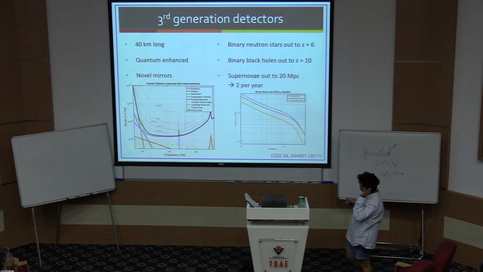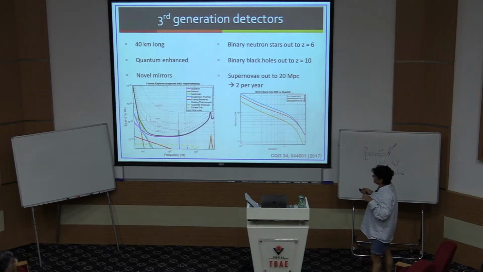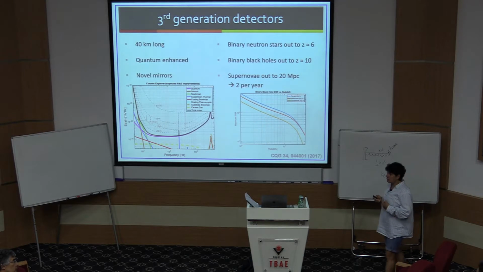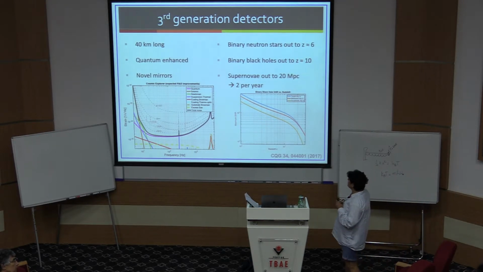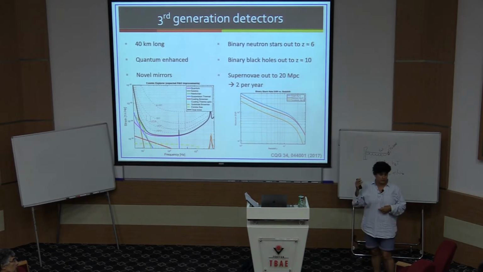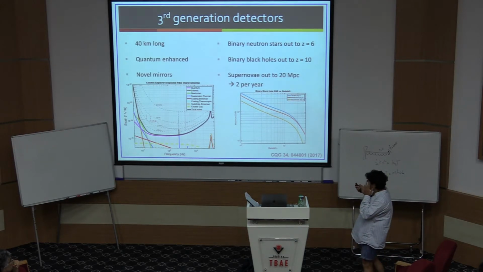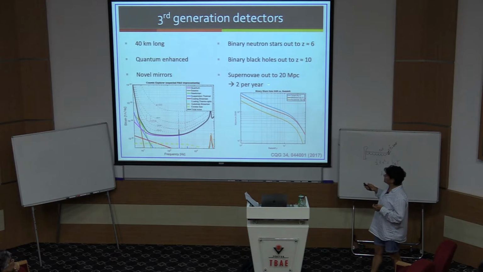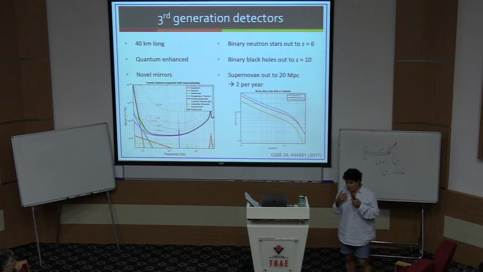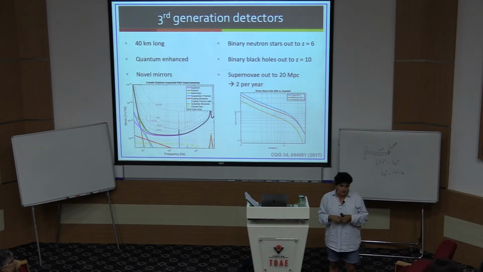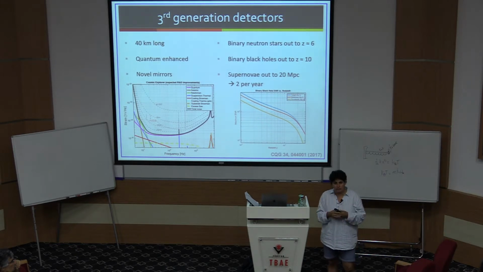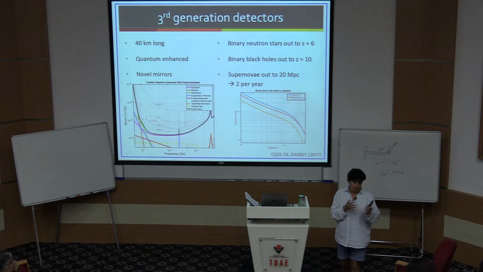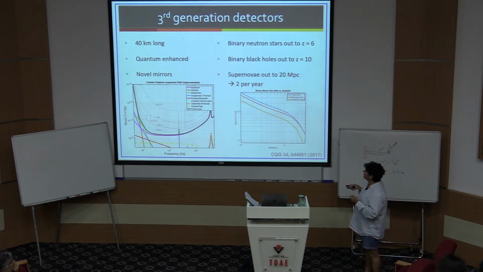Now, the advantage of doing that is something that I write on the right side, which is that if you can achieve this black curve, then you can actually measure all binary neutron star coalescences out to about a redshift of 6, and binary black hole coalescences out to a redshift of 10, which, by the way, more or less maps out the visible universe, because we know the first stars are at redshift of 10, right? And it also allows us to think about an event rate for supernovae, where we can see them out to about 20 megaparsecs, which would be about 2 per year. At the moment, our sensitivity to supernovae is more or less galactic supernovae. And we know that in the galaxy, supernovae go off about once per 100 years. So that's a long time to wait, even though it could be any time. But so that's the advantage of doing this.